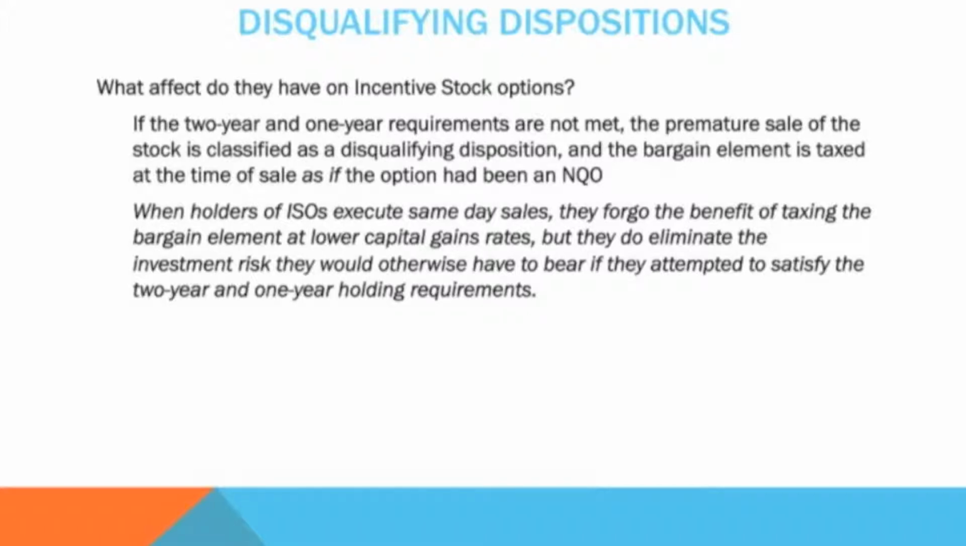In case of a disqualifying disposition, such as not meeting the time requirements, gain on a sale is considered to be ordinary income. The ordinary income reported is the fair market value of the stock when exercised less the exercise price.